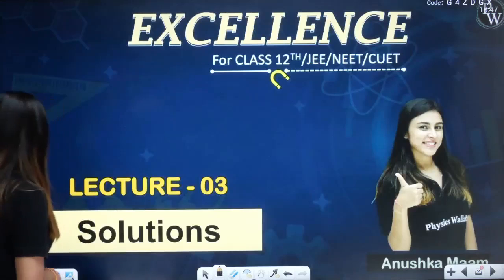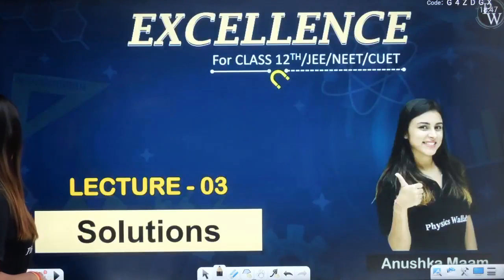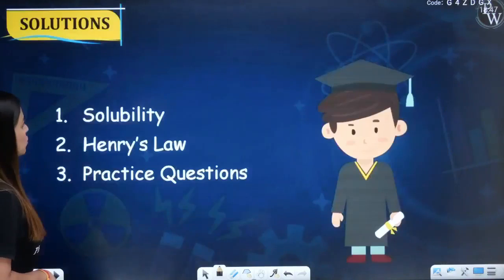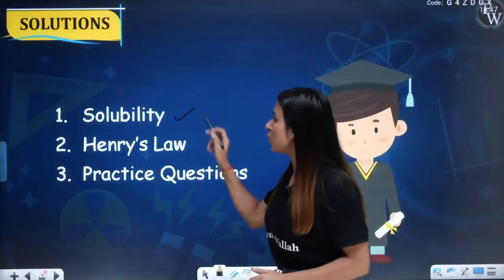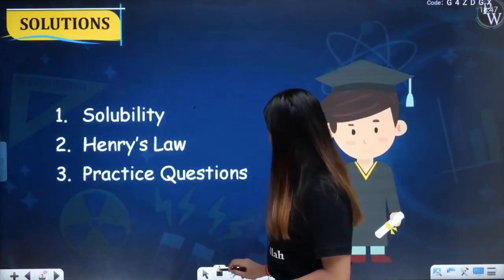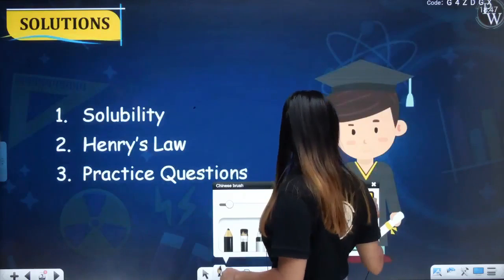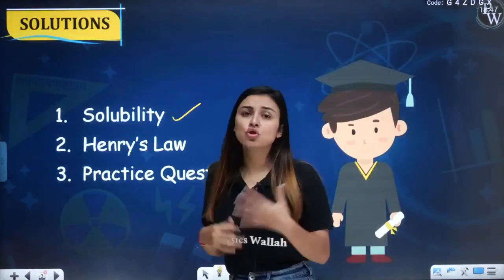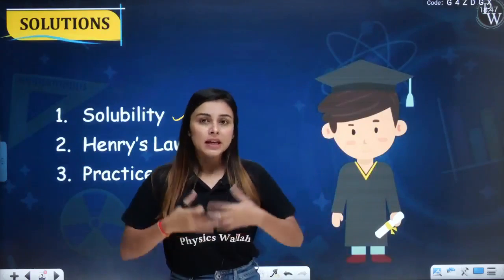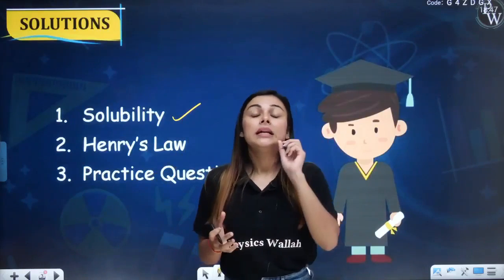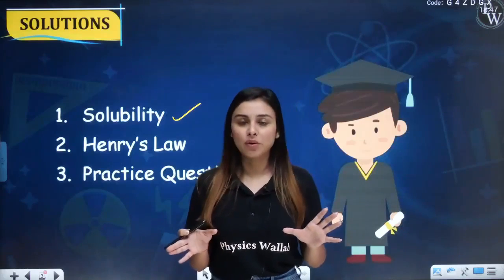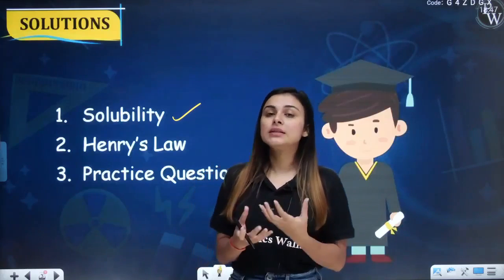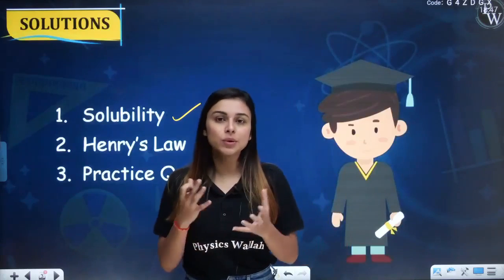So for the solutions chapter, what are we going to discuss first? Today we are going to cover solubility. The first and the most important topic is solubility. What is solubility? Now we know that a solution consists of at least two components, one solute and one solvent, right? And for a solution to be homogeneous, there should be solubility.